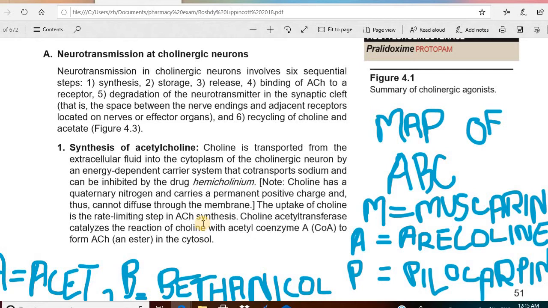So it is a rate limiting step, the entry of the choline into the neuron. Choline acetyltransferase catalyzes the reaction of choline with acetyl coenzyme A to form acetylcholine in the cytosol.